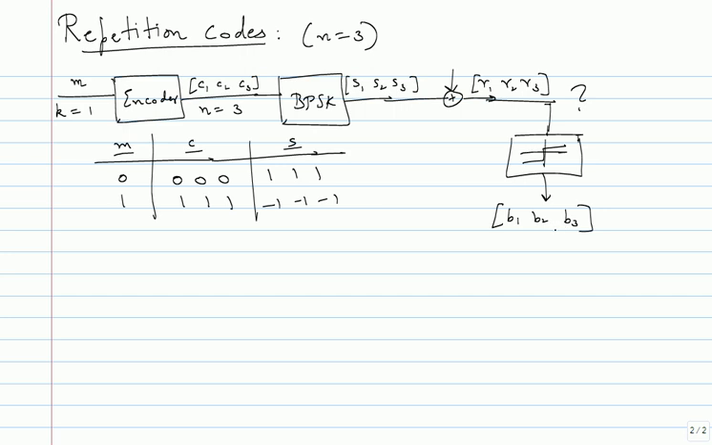But what are the possibilities for b1 b2 b3? If I call this vector b, my code word was only one of two possibilities. But b1 b2 b3 can be any one of 8 possibilities. So that's the difficulty. Now we have to decode from b; you build what's called a hard decision decoder.